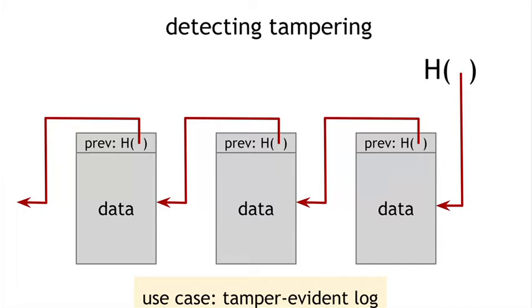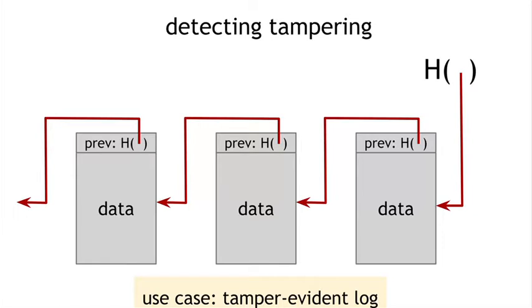So just like a regular linked list where you have a series of blocks and each block has data, as well as a pointer to the previous block in the list, here the previous block pointer will be replaced with a hash pointer. So it says where it is and what the value of this entire previous block was. And we're going to remember the head of the list like this, just as a regular hash pointer. Okay. And a use case for a blockchain like this is a tamper-evident log.